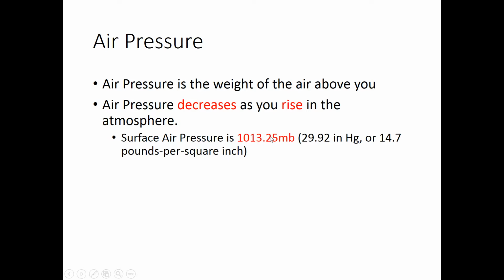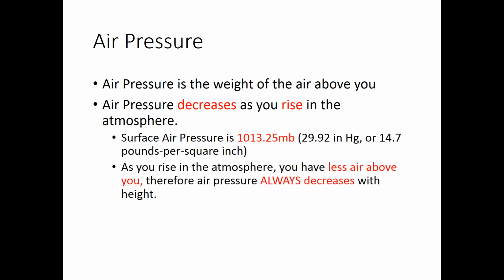Now here at the surface, these are the numbers I want you to memorize. Surface air pressure is approximately 1,013.25 millibars. A millibar is the metric unit for air pressure. It's the one that's most commonly used by meteorologists like myself, and so it's the one I want you guys to know. I want you to know what a millibar is. However, if we were to look at imperial units, it's 29.92 inches of mercury. We'll talk about where that unit came from later in the course. Or, as I mentioned earlier, 14.7 pounds per square inch. So on every square inch of your body, 14.7 pounds weighing down on you.